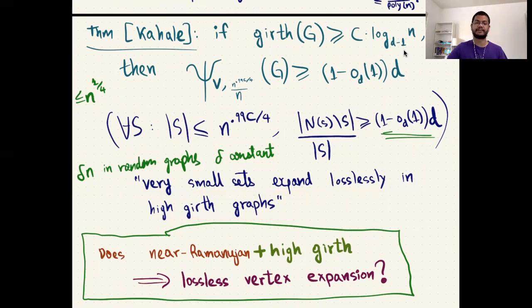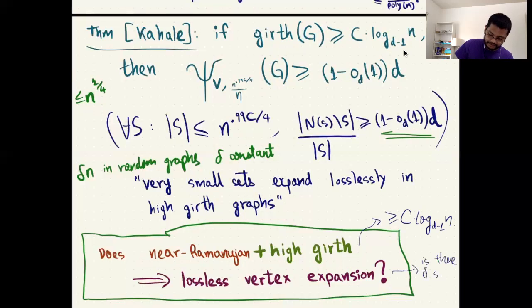So this motivates the question of study in our work. If you have a near-Ramanujan graph, and you also know that this near-Ramanujan graph you have in hand has high girth, where here high girth means at least some constant times log base d minus 1 of n, then does that actually mean that your graph is a lossless vertex expander? In particular, is there a constant delta such that all sets of size delta n have lossless vertex expansion, at least like d minus little o of 1?